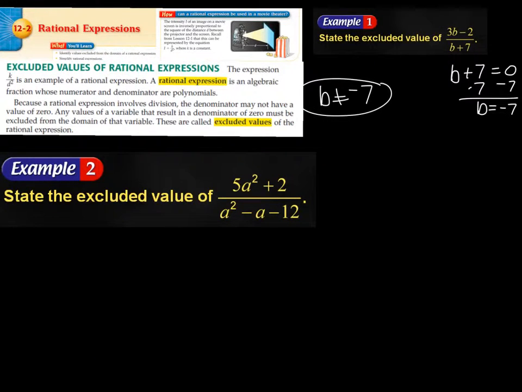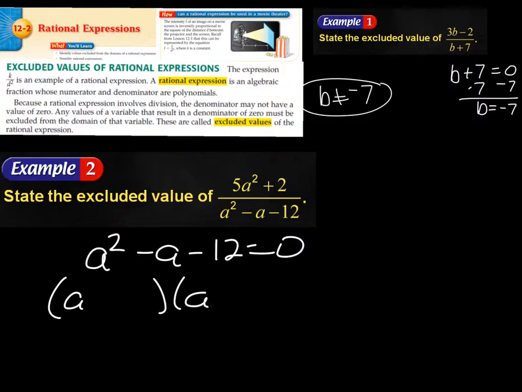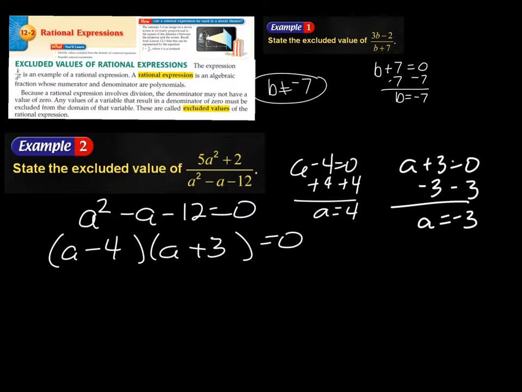Now this is going to be a little bit more interesting because I've got a trinomial in the denominator this time. But as we did earlier in the book, we need to factor the trinomial. So we need factors of negative 12 that give us a sum of negative 1. Those are negative 4 and positive 3. So the two solutions we would generate would be 4 and negative 3. So I'm going to say that a cannot equal 4 or negative 3, because that will give us division by 0.